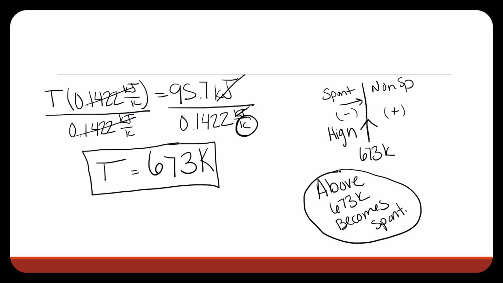So we set delta G equal to 0. We determine the temperature at which this changes from spontaneous to non-spontaneous. Then we go back and look at what scenario we are in. Is it high temperatures that make it spontaneous? Is it low temperatures that make it spontaneous? We'll do some more examples of this, but I hope you guys found that helpful.